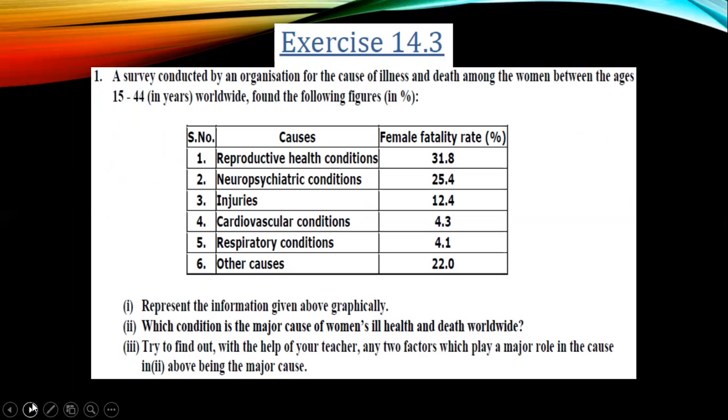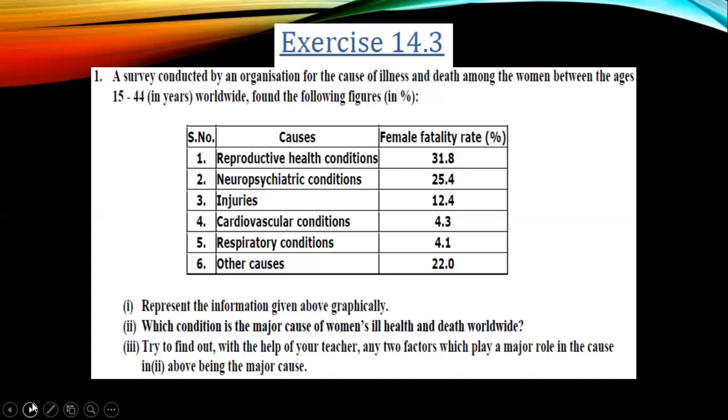Now, all that we are supposed to do is plot a bar graph. Let's read the question. A survey conducted by an organization for the cause of illness and death among women between the ages 15 to 44 years worldwide has been given below. Now, because of reproductive health conditions, the rate among the females happens to be 31.8%. For neuropsychiatric conditions, the percentage is 25.4. Because of some injuries, the illness and death among the women have been 12.4%, and so on.